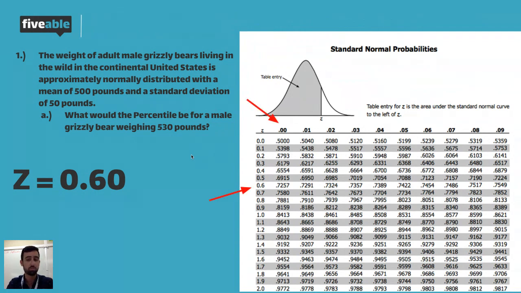There's 0.0. So our z-score is going to be right there. It's kind of faint, but you can see it right there. So our percentile is 0.7257.